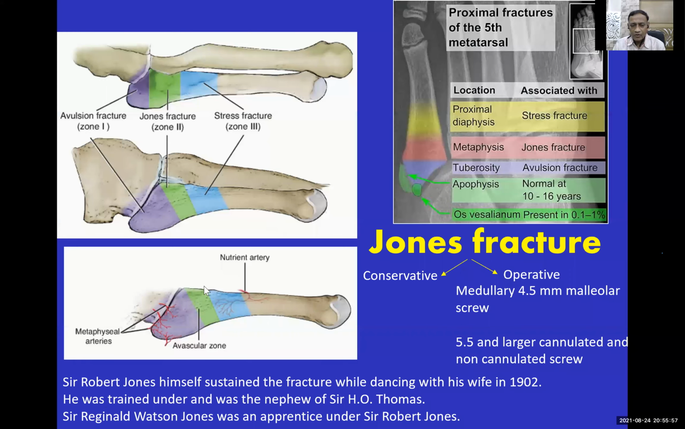This is the Jones fracture. This is the avulsion type of fracture, and this is the stress fracture. This is the Jones fracture, and this is the avulsion type of fracture. So how do you treat the fracture? By conservative methods. That means you have to give a below knee plaster cast in full dorsiflexion and eversion for at least period of 6 weeks. Or if you want to do the fixation, you can use the malleolar screw. That is the best way to fix it.